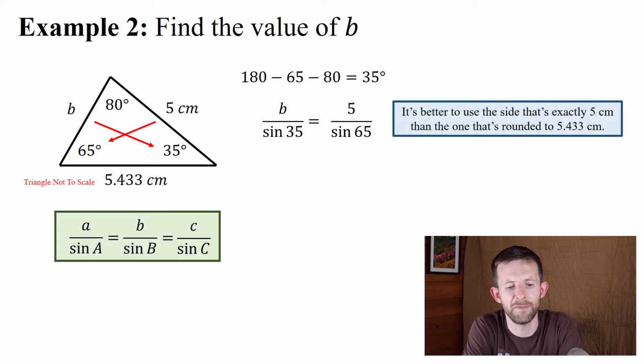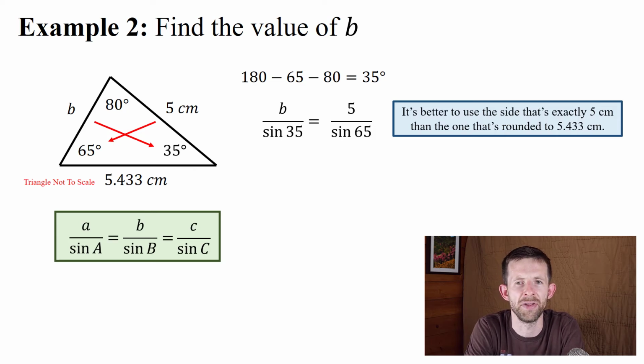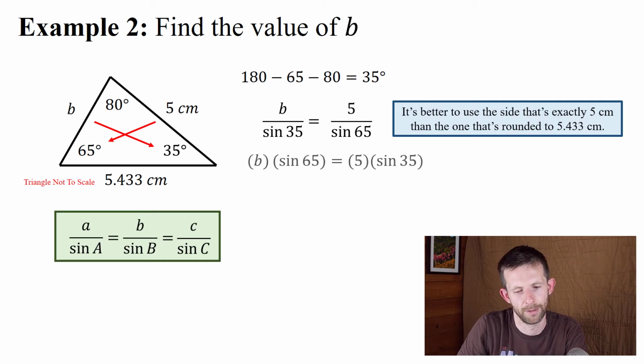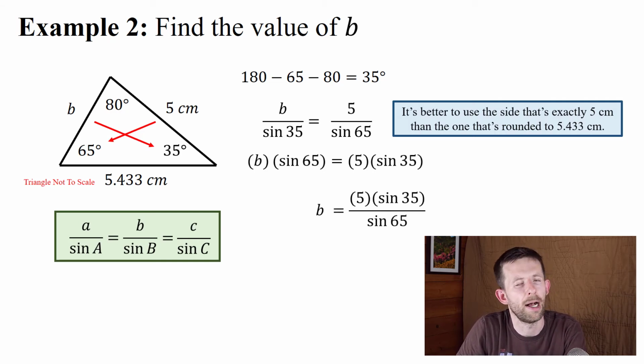Now, I did find that the side opposite the angle that's 80 degrees is 5.433, but that's rounded, and unless I have to, I would rather avoid any kind of rounded answer. I would rather go with the exact ones. So 5 and 65 are the ones that I would pick. Cross multiply, isolate b by itself, plug that into Desmos or your calculator, and we end up with b being 3.164.